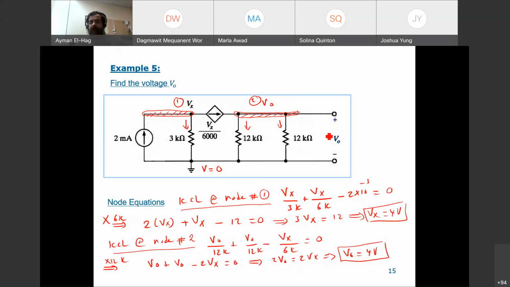Now, the question is, how do we know that this is V0? Because this point and this point and this point are the same node. There is no component here. And this is given in the question, that between this point and the ground, this is called V0 or V output. So all of this is V output, the whole thing. This is why we call this V output. And when we apply KCL at node number 2, the voltages here are all V0. Hopefully that explains how to figure out what V0 is.